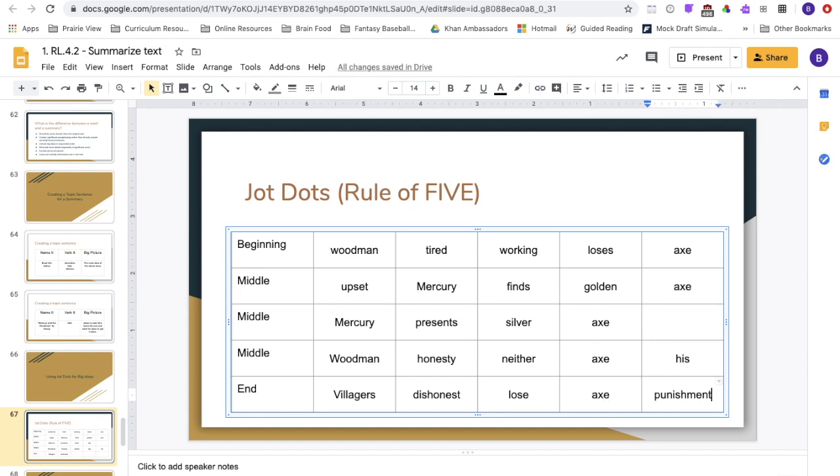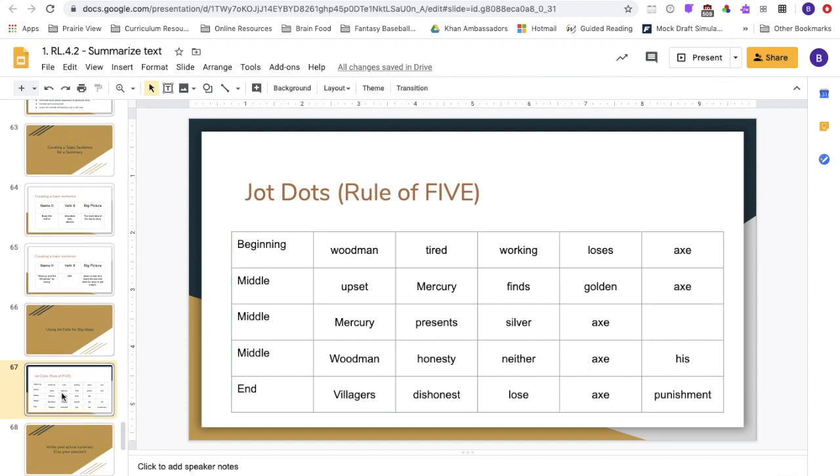All right, they don't use the word punishment in the story. Now, the only thing that I want to encourage you is I see the word axe here a lot. Now, we know that axe is kind of the focus of this. So if you feel like you're using the same word over and over, maybe you want to change it up, or maybe you want to leave that out. But for right now, we're going to leave that in.